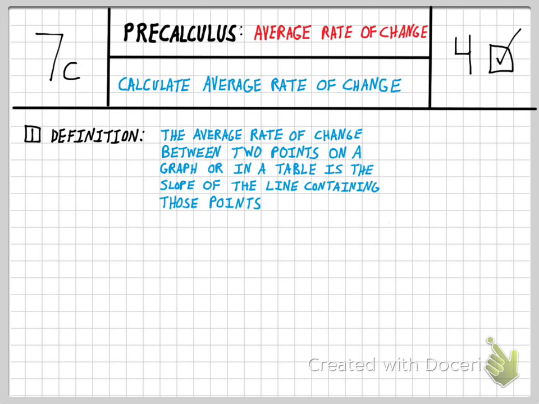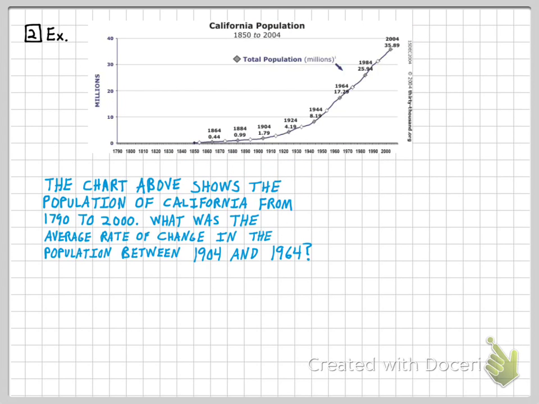Box 1, definition. When you hear the term average rate of change between 2 points, usually you're going to be presented with a graph or a table. And all it's really being asked is the slope of the line that contains the 2 points that you're given. So, average rate of change really just means slope. The difference is you're going to be presented the information, usually in a graph or a table. Alright, let's go to box 2.